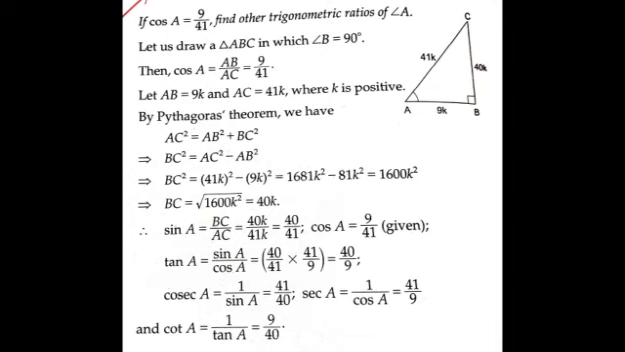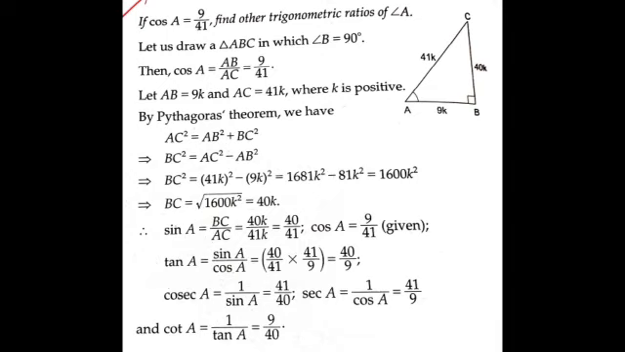Another trigonometric ratio, cosec A, we will write as hypotenuse by perpendicular. So what is hypotenuse? 41K. What is perpendicular? It is 40K. So we can write 41 by 40. Now cot A, it is just the reciprocal of tan A. So we can write 9 by 40. Also cot A, it is defined as base by perpendicular. So base is 9K and perpendicular is 40K. So by that method also we are getting 9 by 40.